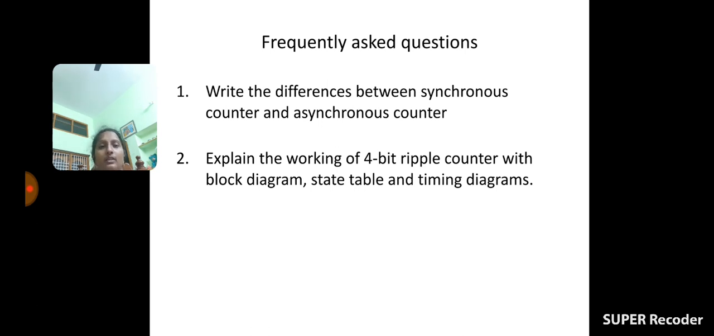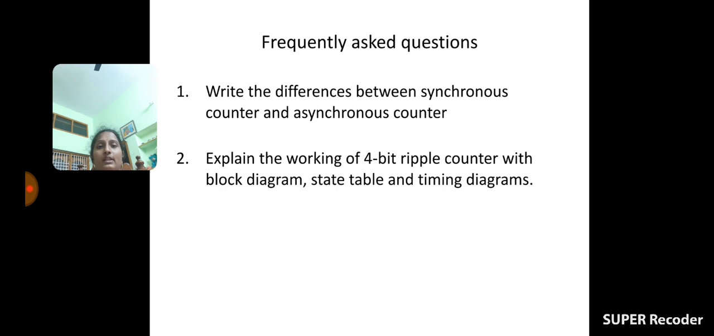Coming to the second difference, the propagation delay of an asynchronous counter is more compared to the synchronous counter. And coming to the next one, asynchronous counters, because of high propagation delay, become slower, but synchronous counters become very fast. So these are the main differences between synchronous and asynchronous. It may be a 3 marks question or a 5 marks question, depending on the examiner's choice, but you prepare all the points.